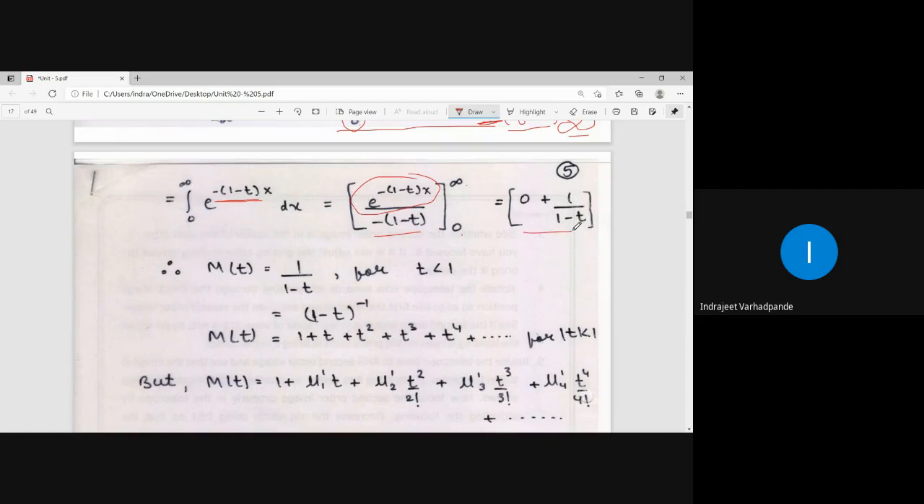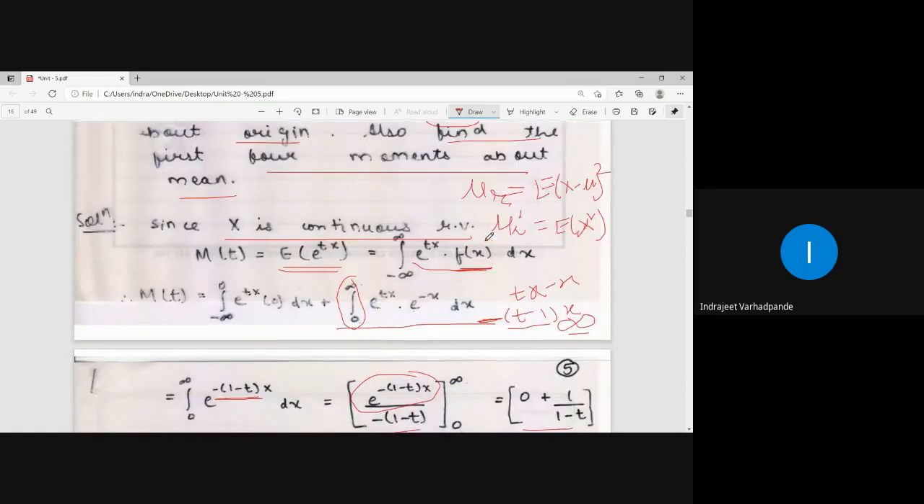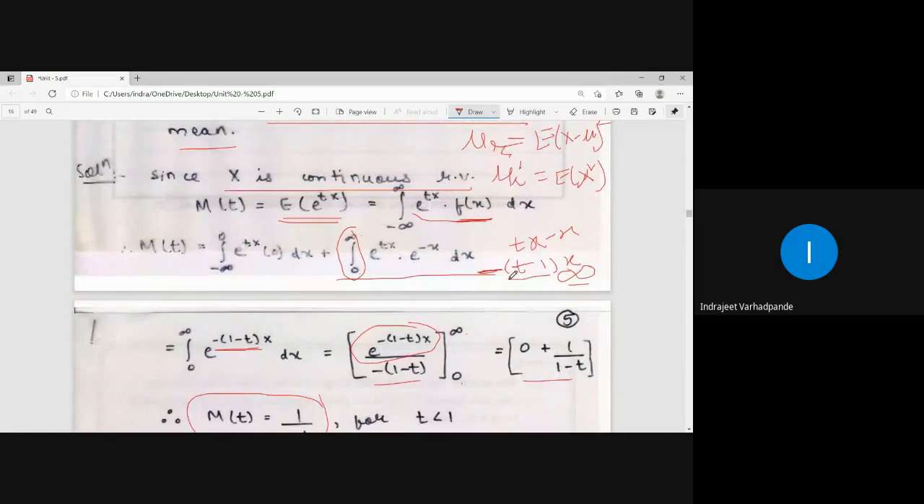After simplification, you get the answer as 1 upon 1 minus t. So what is the moment generating function obtained as? The moment generating function is obtained as 1 upon 1 minus t. I hope all of you have understood why I have not taken it as t minus 1 into s.